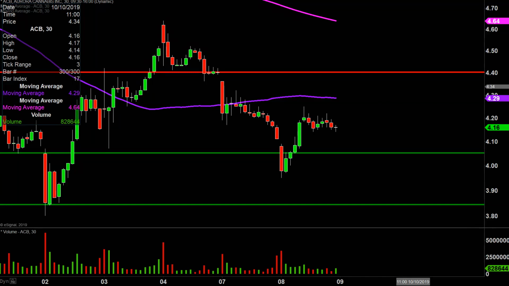As far as levels of resistance are concerned, nothing new here to report from previous videos. Still have the near-term level right there, that pink line, the 50-period moving average, valued at $4.29. If the price can get up through there, then the next key level of resistance up there is that red line, which is currently valued at $4.40.